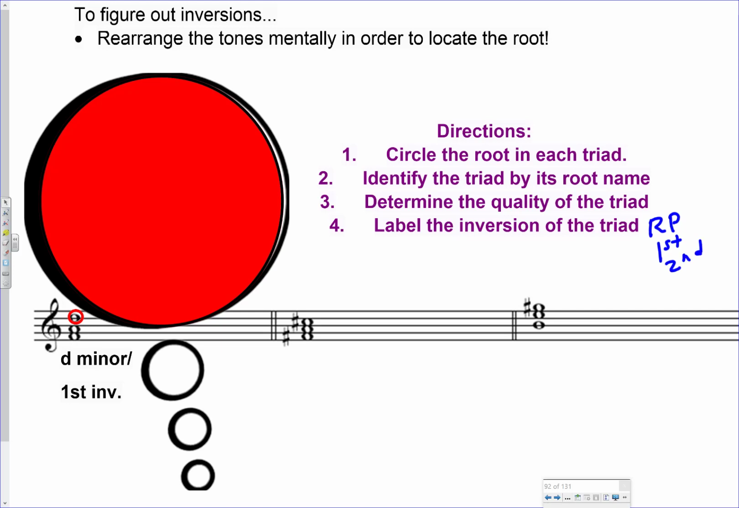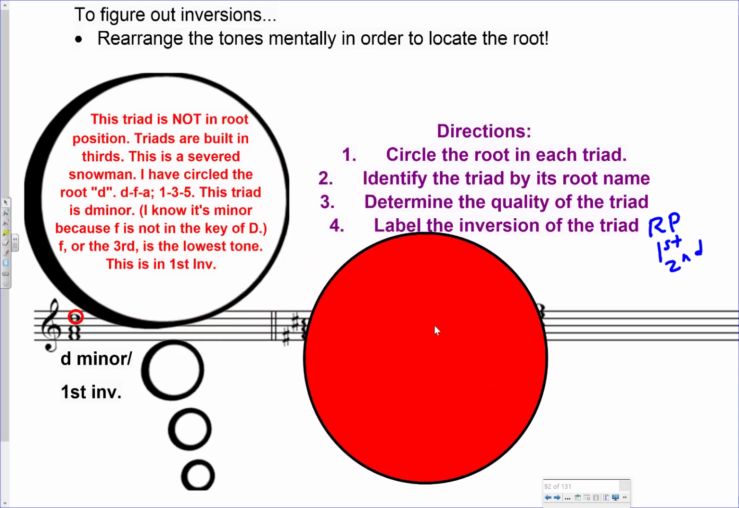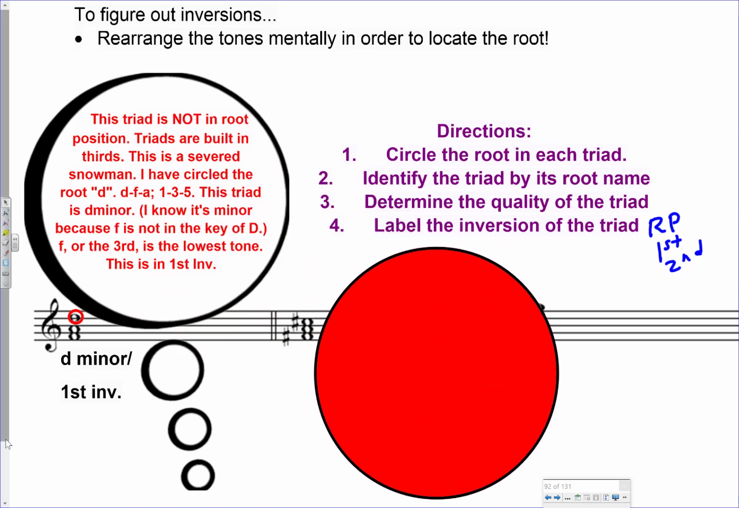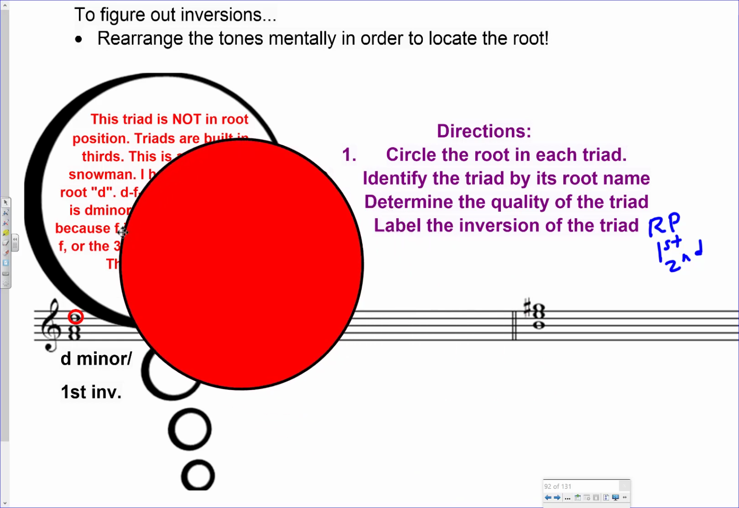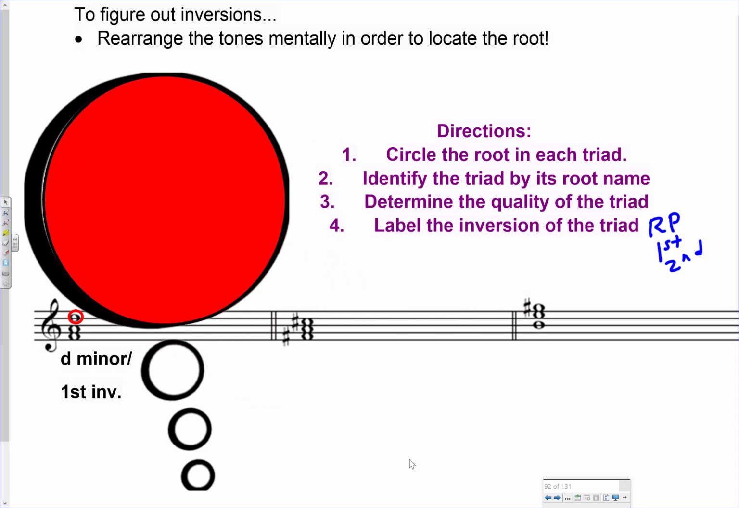So let's take a look at the first example. And I'm going to reveal my thought process right now. This is what I thought when I first took a look at these notes. This triad is not in root position. Triads are built in thirds. This is a severed snowman. I have circled the root D. D, F, A is root, third, fifth. This triad is D minor. I know it's minor because F is not in the key of D major. F, or the third, is the lowest tone. This triad is in first inversion. What I'd like you to do is attempt the second measure and the third measure right now.